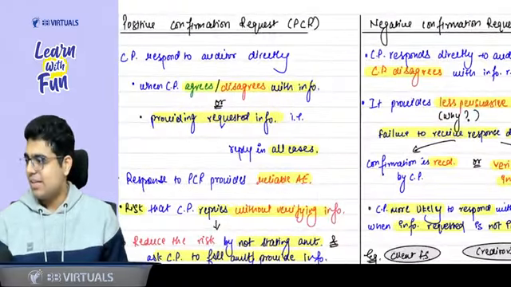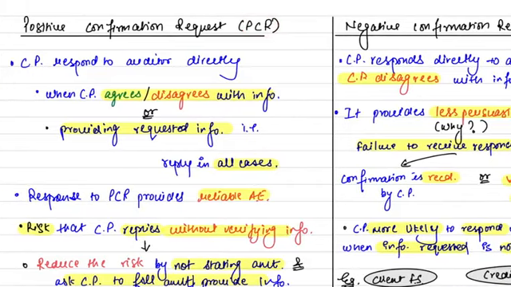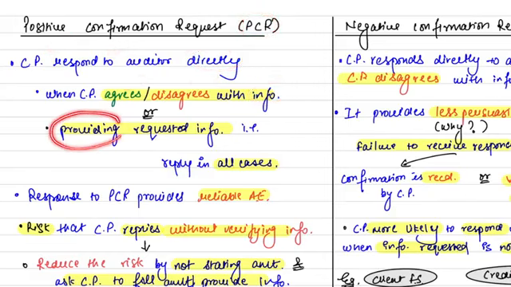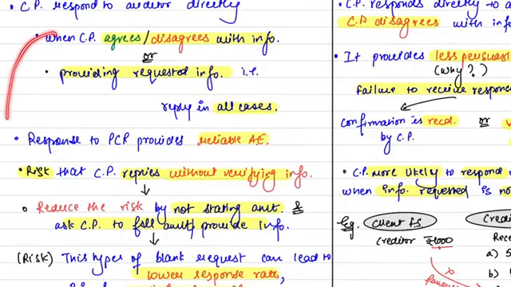Everyone, let's revise. What is a PCR? The confirming party responds to the auditor directly. First case, by agreeing or disagreeing with the information, or by providing the requested information, that is, reply in all cases. Because you have to reply in all cases, this is considered to be reliable audit evidence. Now, sir, what is the risk with case number 1? The confirming party can reply without verifying the information.